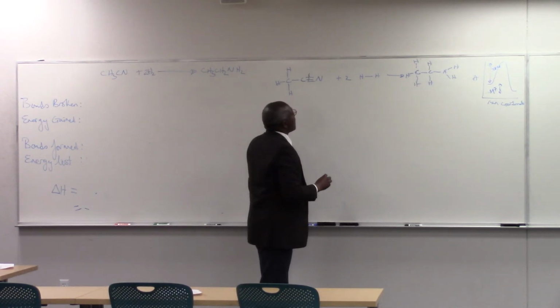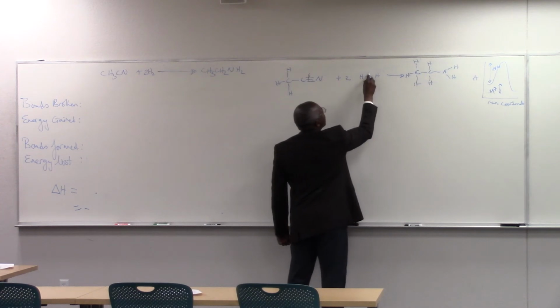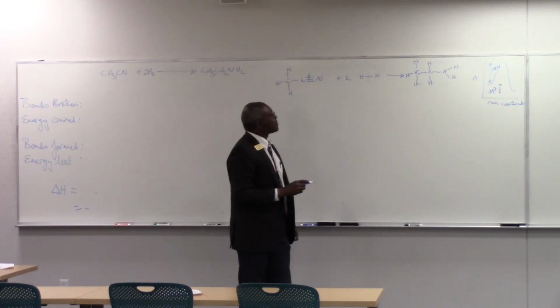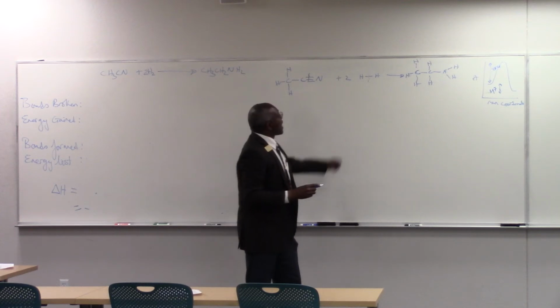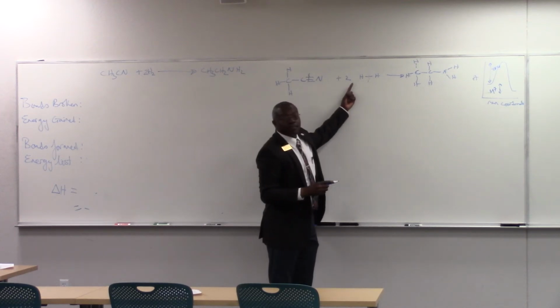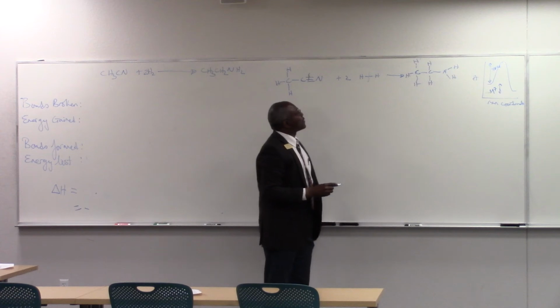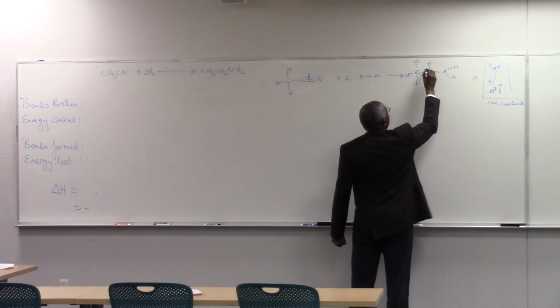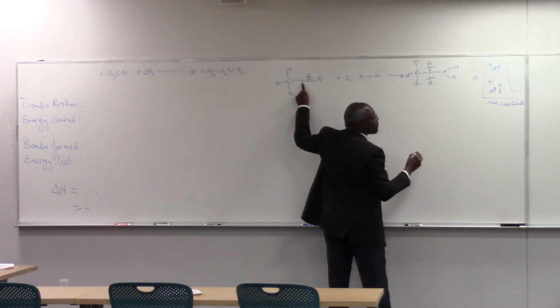Okay? I also broke the HH bond between the dihydrogen atoms, the atoms in dihydrogen. And I broke 2 of them. Right? So those are the bonds I broke. What bonds did I form? Well, I formed 2 CH bonds. Those weren't there at the beginning.